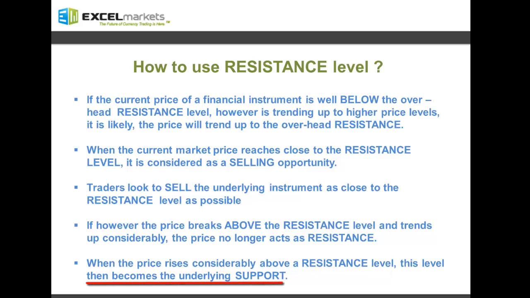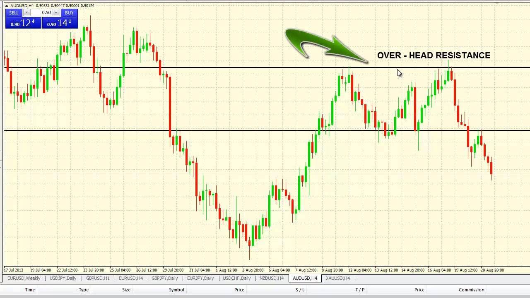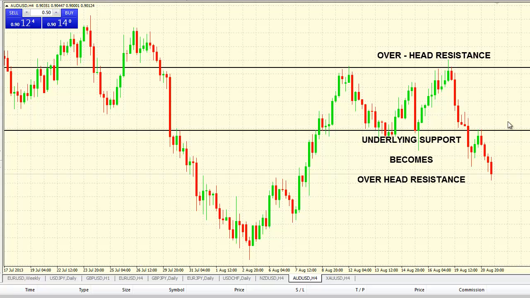Let's have a look on the trading platform to see how this works. Let's consider the 4-hour chart for the Aussie dollar. As you can see, this level is acting as the overhead resistance. Now when the price of the Aussie dollar was trading between these two lines, let's say at this point, then this level would be the overhead resistance and the level below would act as the underlying support. As you can see, once the price broke below the support level, the support then becomes the new overhead resistance as the price trends lower.